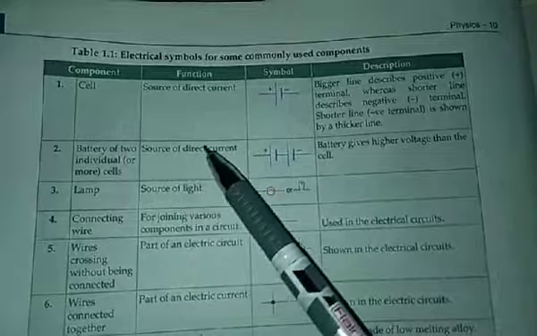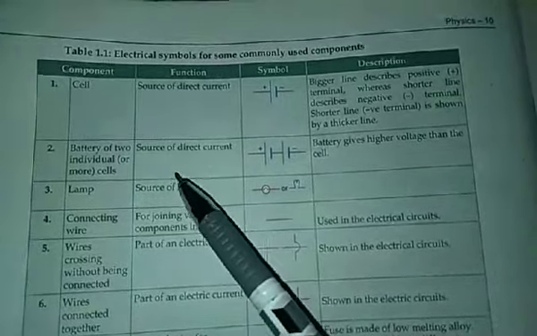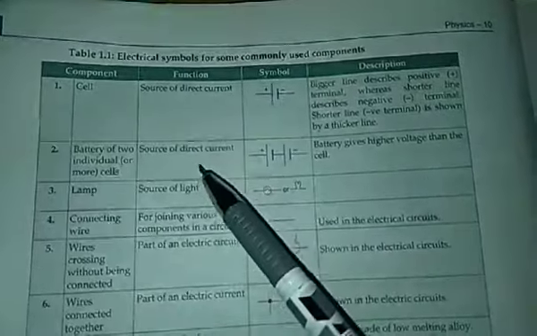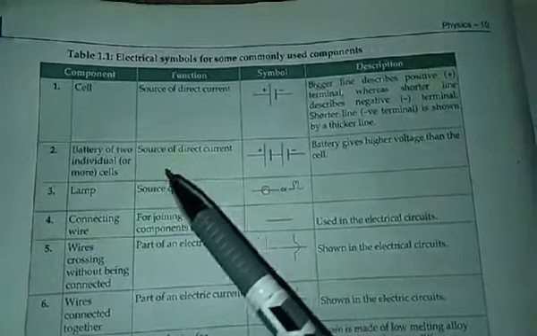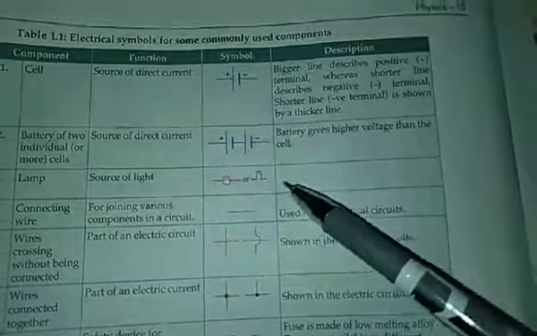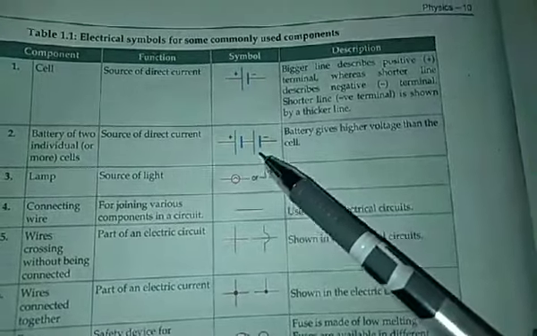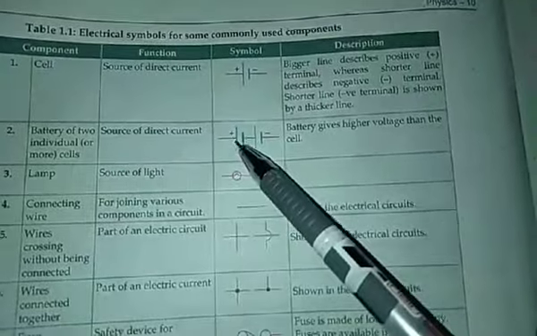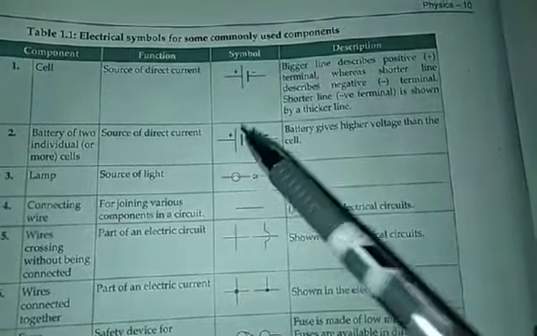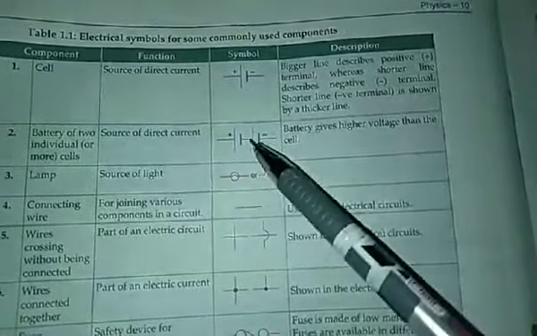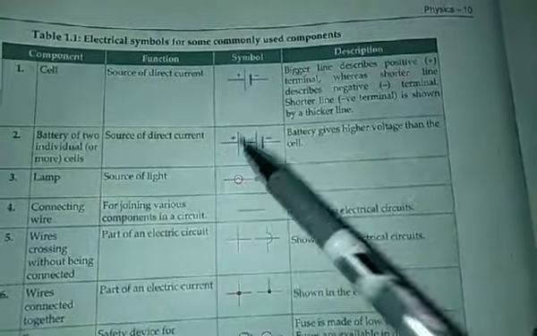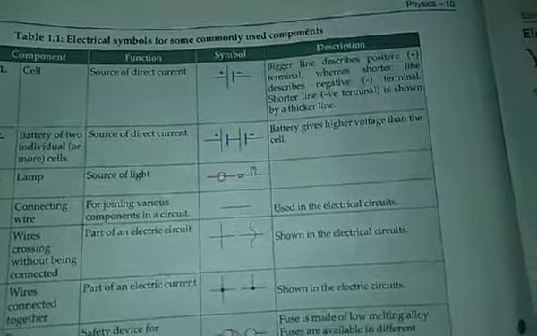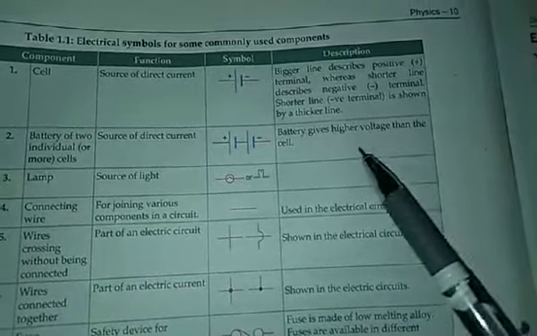Students, a cell is also a source of direct current. It is because a battery is made from two or more cells, so the function of the battery and cell are the same. Here also it is just like the cell because this battery is made from cells. The positive terminal is the higher line and the negative terminal is the lower line. The positive terminal is somewhat thinner and the negative terminal is somewhat thicker. A battery gives a higher voltage than a cell.